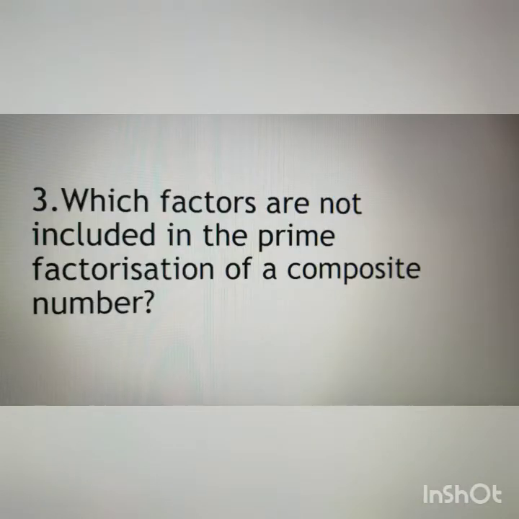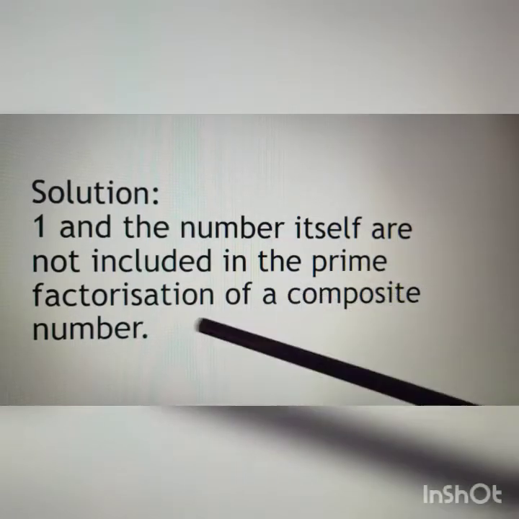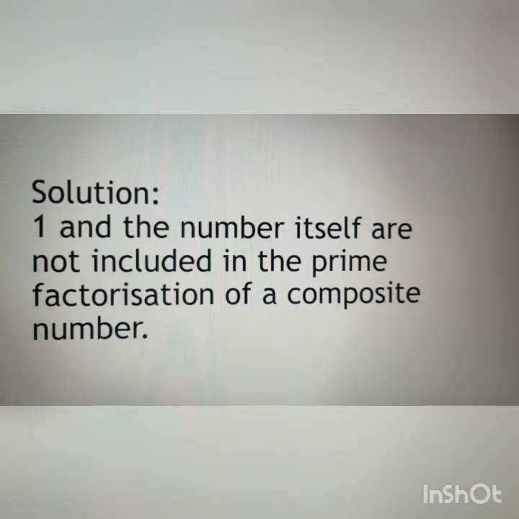Number 3. Which factors are not included in the prime factorization of a composite number? Solution. 1 and the number itself are not included in the prime factorization of a composite number, because in prime factorization we are writing the number as a product of its prime factors. So 1 and the number itself will not be included.